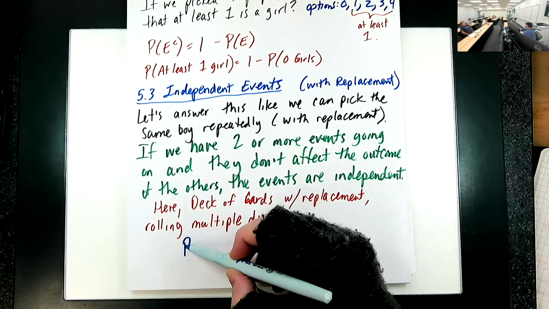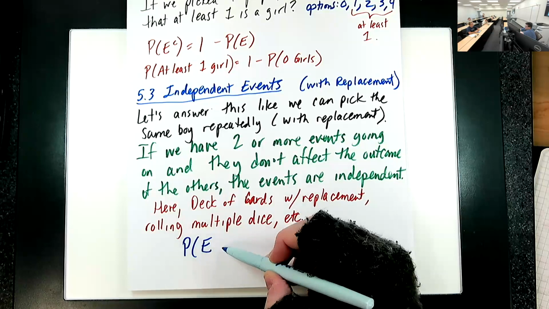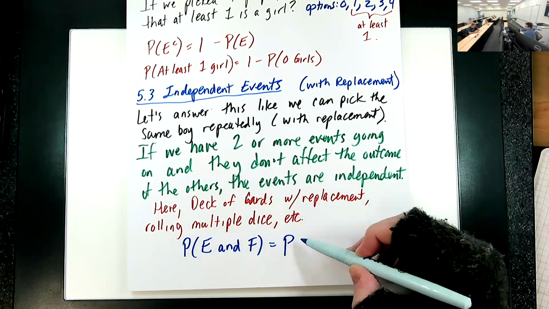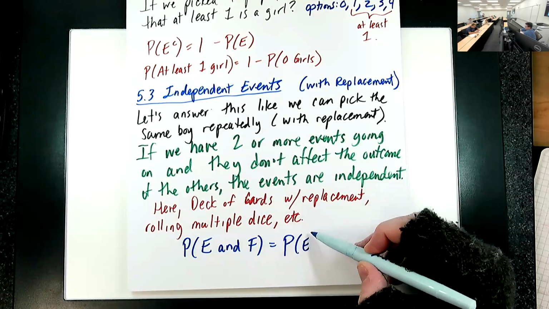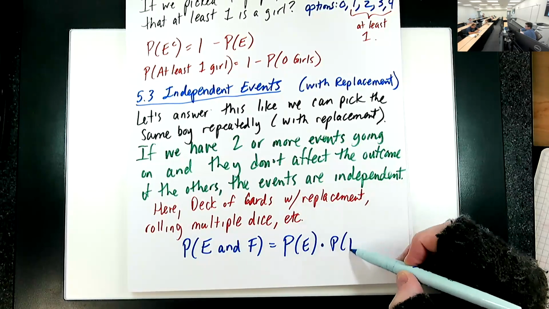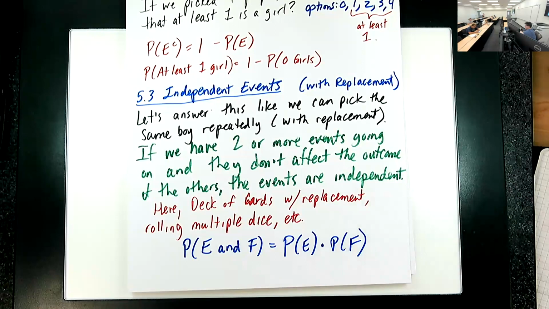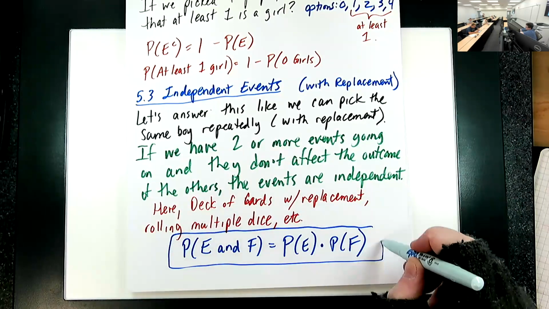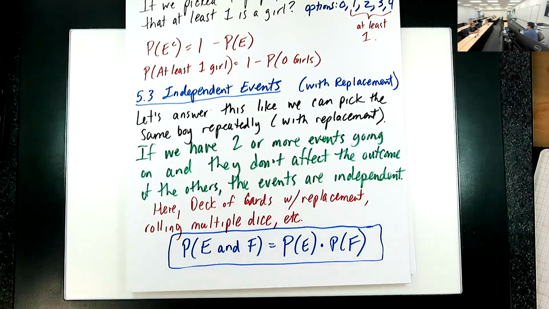For independent events, we have the probability of E and F equals the probability of E times the probability of F. That's the generic way of phrasing it, and we'll walk through how that works in a variety of circumstances.